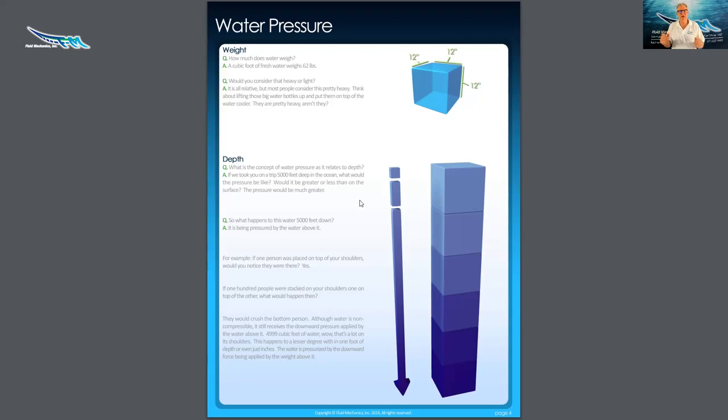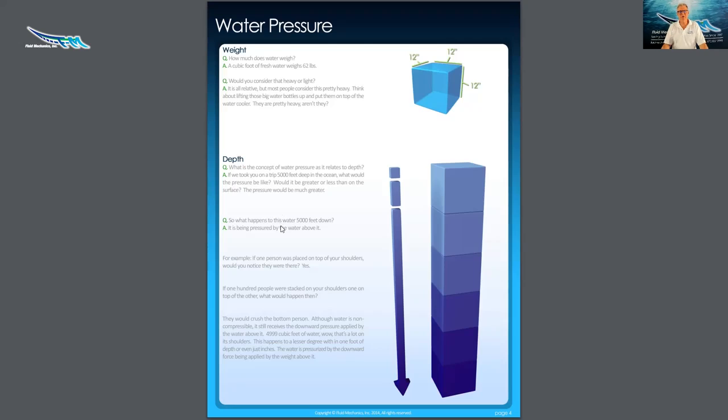It's all relative, but most people consider that kind of heavy. And water, just so we know, is 800 times as dense as air. Right? It's 800 times denser than air. Okay, so let's talk about depth and pressure.